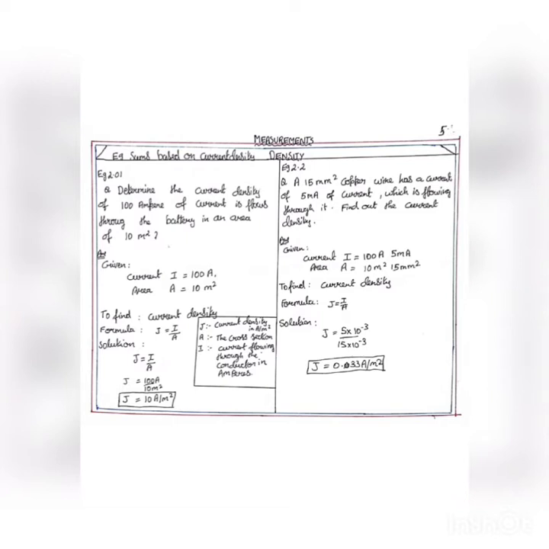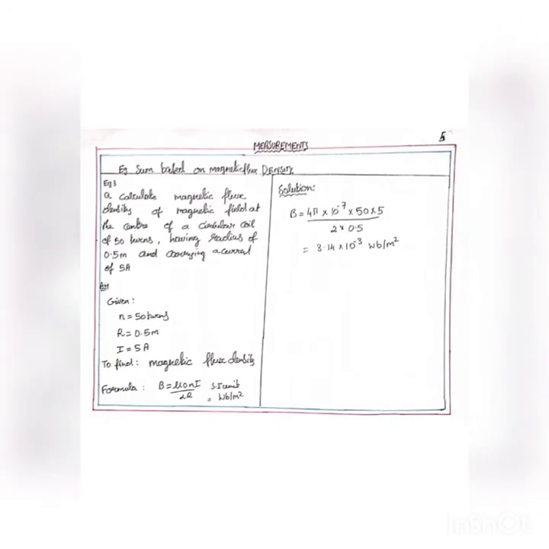Example sum based on magnetic flux. Question: calculate the magnetic flux density of the magnetic field at the center of a circular coil of 50 turns having a radius of 0.5 meter and carrying a current. In this they have given the number of turns is equal to 50 turns, radius is equal to 0.5 meter, current is equal to 5 amps. We want to find magnetic flux density by using the formula B is equal to mu naught N I by 2R. SI unit is Weber per meter square. By applying this formula we can get the answer. Answer is 3.14 into 10 to the power of minus 3 Weber per meter square.